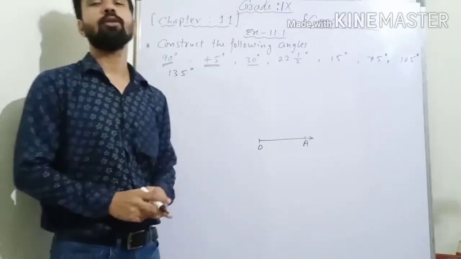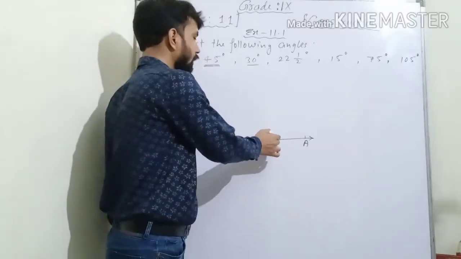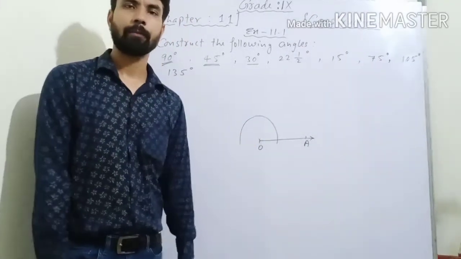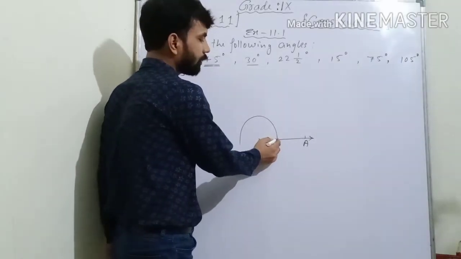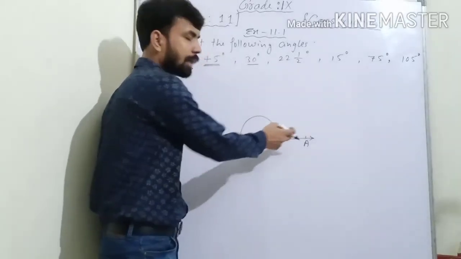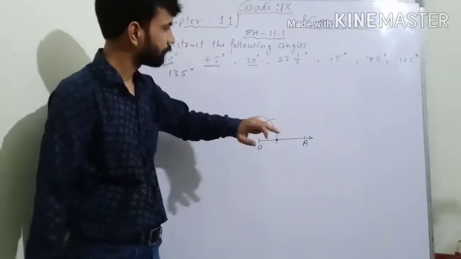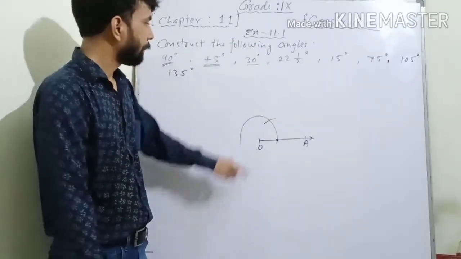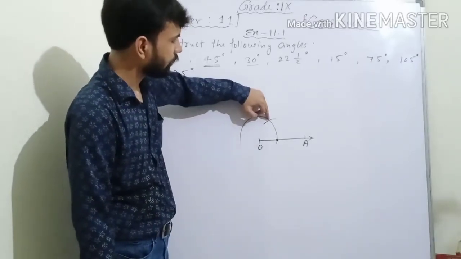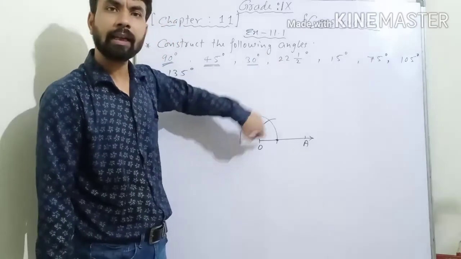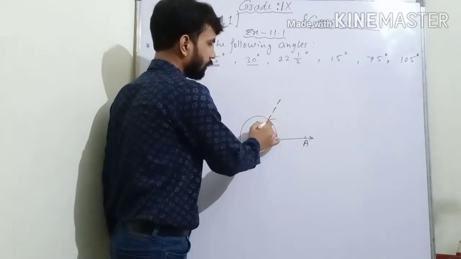Take any distance in your compass, keep your compass at O and construct a semicircle like this. Got it? Good. Now put your compass at this point where this arc and this baseline intersect. Now cut an arc like this. Done? Because if we join this point O to this intersection point, then we will get an angle of 60 degrees. So we will join them with a dotted line.